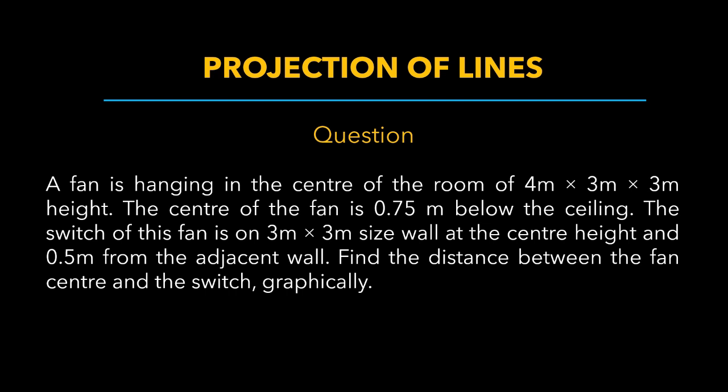The question reads like this. A fan is hanging in the center of a room of 4 meter cross 3 meter cross 3 meter height. The center of the fan is 0.75 meter below the ceiling. The switch of the fan is on the 3 cross 3 meter wall at the center height and 0.5 meter from the adjacent wall. Find the distance between the fan center and the switch graphically.